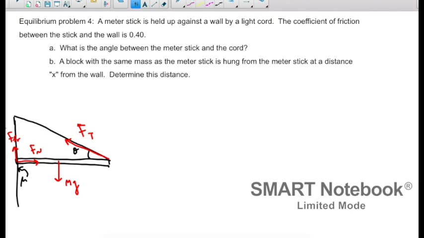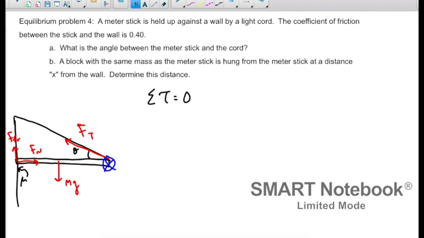Just like always, we're going to start with a torque expression, but before we do that, remember what we like to do. We like to try to find an axis of rotation that's going to leave us with the fewest number of unknowns. Well, if I put an axis of rotation, for example, on this end of the object, that's not going to do me any good because the force of tension, which has the angle in it that I want, is not causing a torque. So that would be a really crappy choice for axis of rotation.